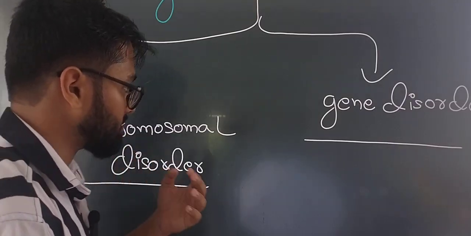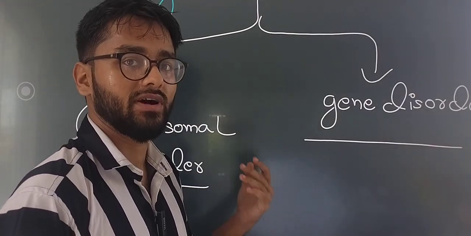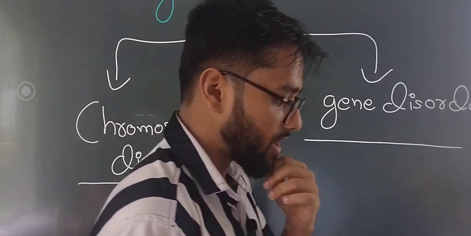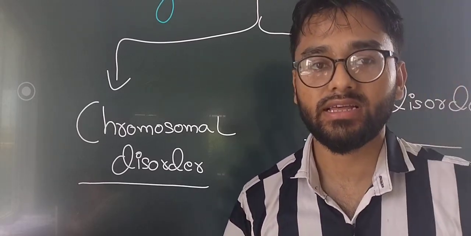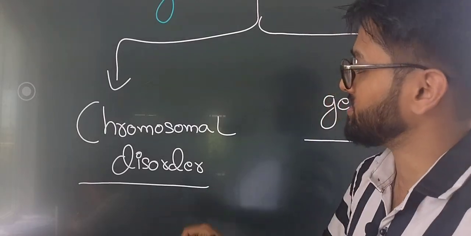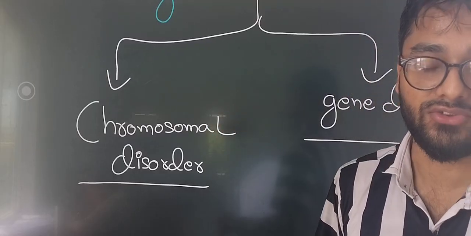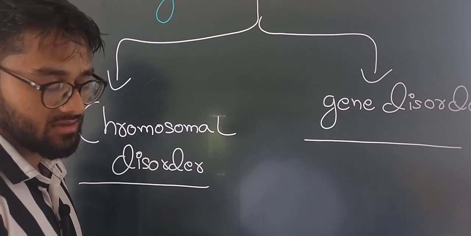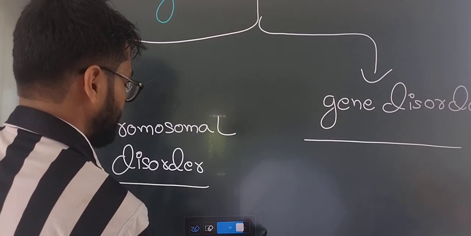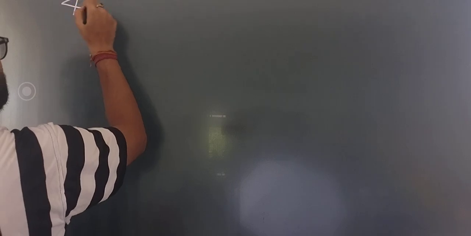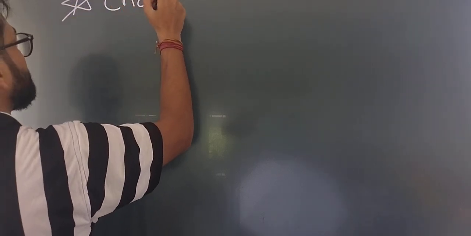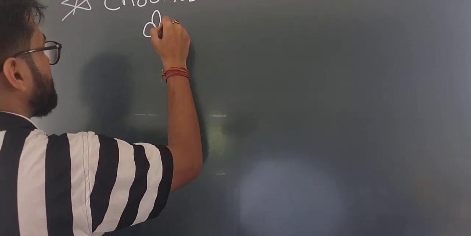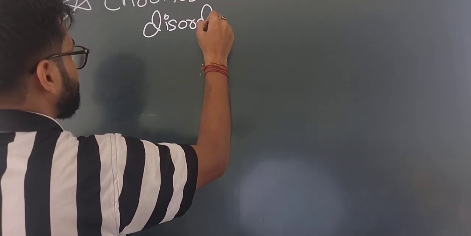Now you may say that if genes are located in chromosomes, why do we have to study it in two different ways? Well, how you look at a problem tells you your perspective. This is simply our perspective of looking into chromosomes and this is our perspective of looking into genes. Let me explain briefly what a chromosomal disorder is. The main gist of our topic today will be chromosomal disorders.